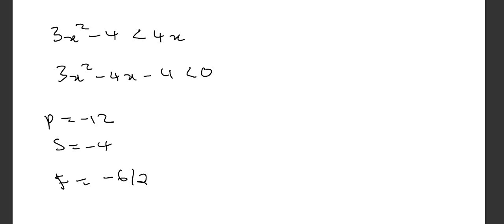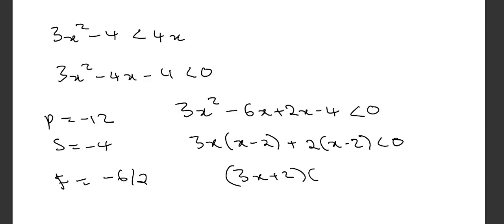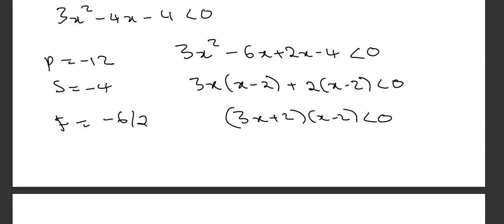We can use negative 6 and 2. So if we do that, we're going to have 3x, x minus 2, then plus 2, then this is x minus 2, right? Then this is going to be 3x plus 2, then x minus 2, right? Then here we have to test.